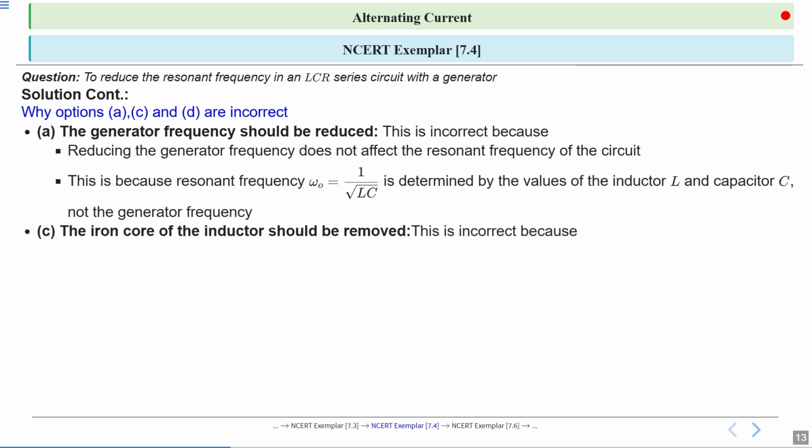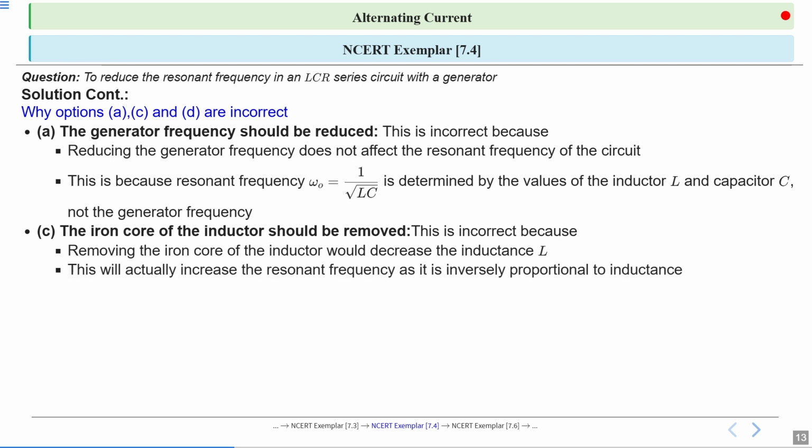C option, the iron core of the inductor should be removed. This is also incorrect because if we are removing the iron core, then inductance will decrease and frequency will increase. Removing the iron core of the inductor would decrease the inductance L. This will actually increase the resonant frequency as it is inversely proportional to inductance. Okay.